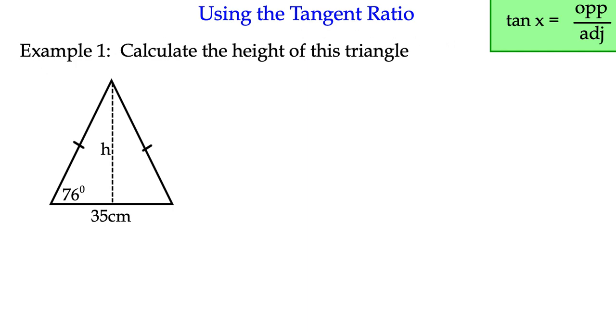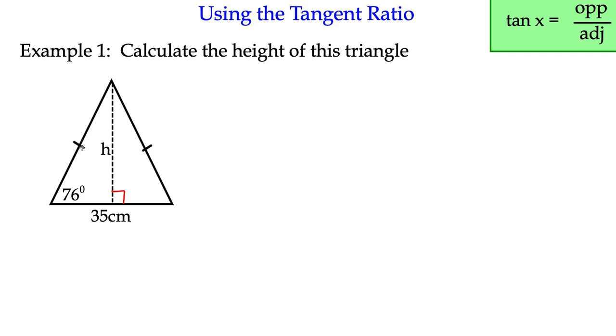Let's have a look at this example here. It says calculate the height of this triangle. The height in a triangle is the distance from the top vertex down to the base. We always know that the height is at right angles. So that's an interesting start. What we can do is notice that the dotted line makes a right angle with the base.